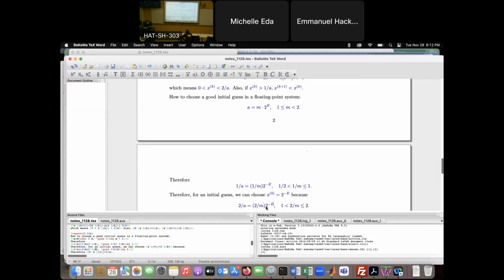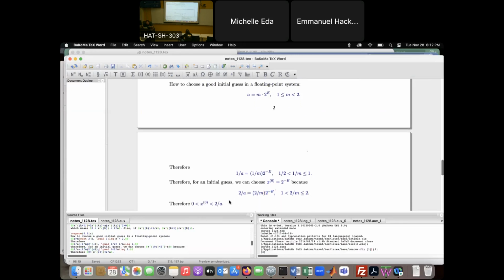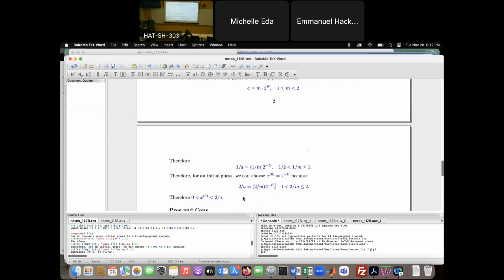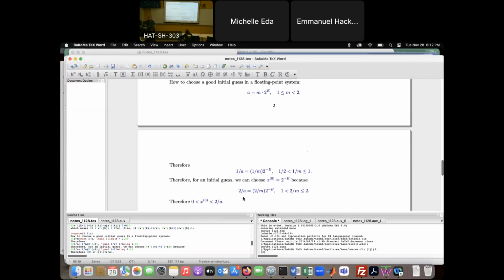if I choose my initial guess to be 2 to the minus e, I'm guaranteed to be less than 2 over a. Guaranteed. So the floating point number system, its representation of a, hands me a viable initial guess on a silver platter, so that I can use that and carry out Newton's method. So, questions about that freaky example?